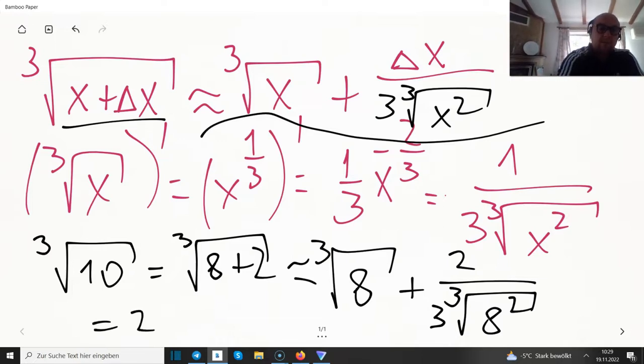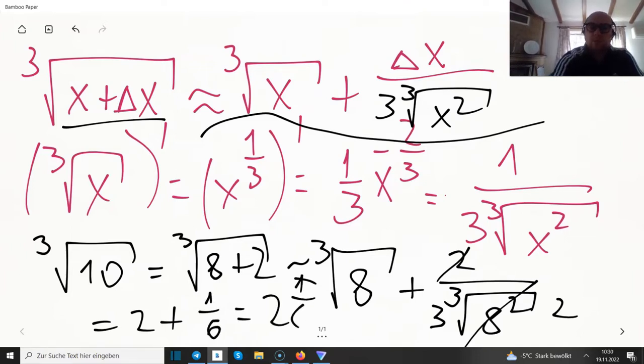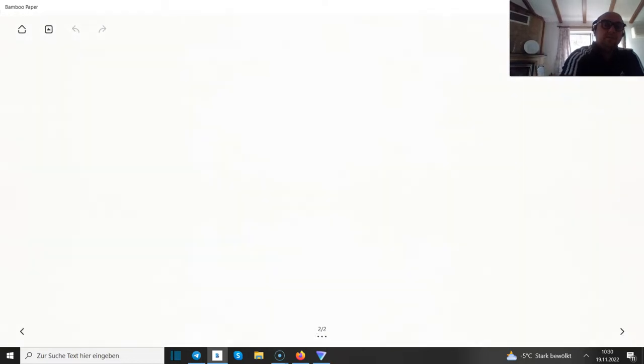So this is 2 plus, what do we have here? The cubic root out of 8 is 2, squared 4. I can cancel it. It's going to be just 2 here, so 1 divided by 6. So 2 and 1 divided by 6. That's approximately the value of the cubic root of 10. This is 13 divided by 6, as you can see.